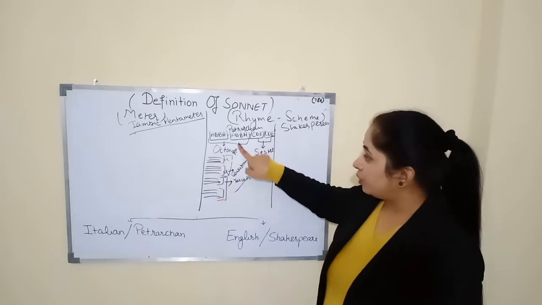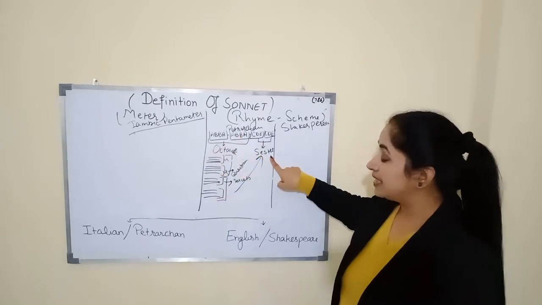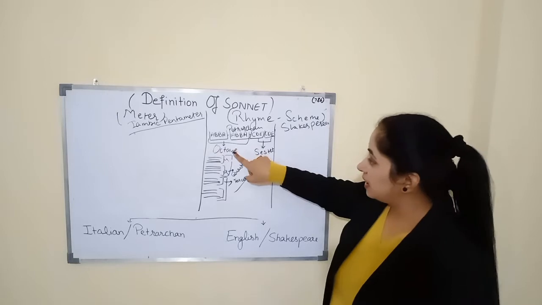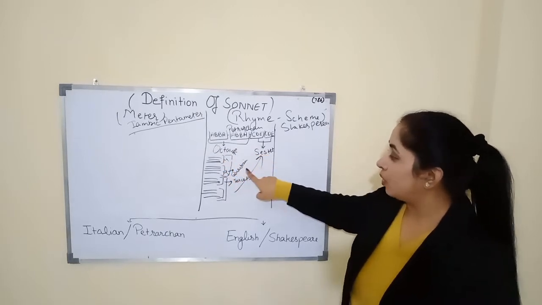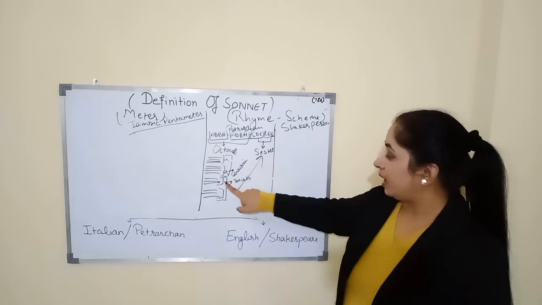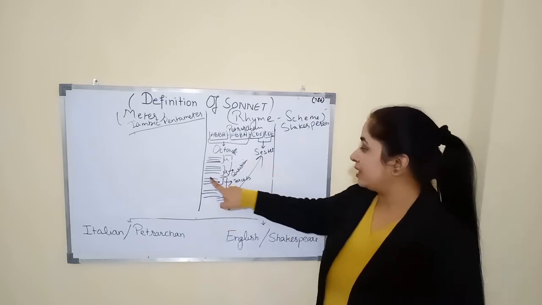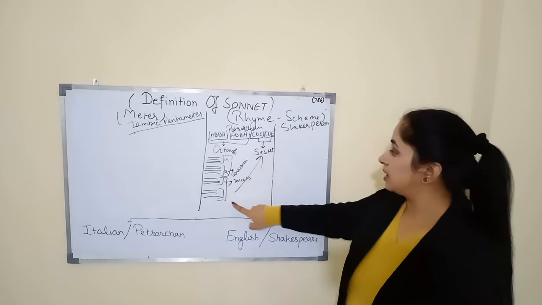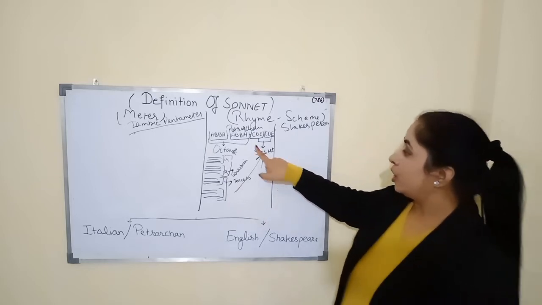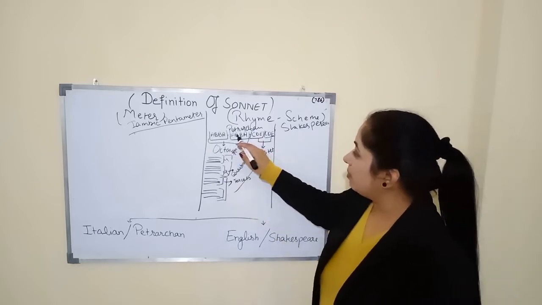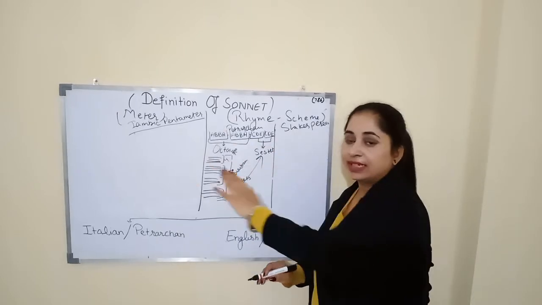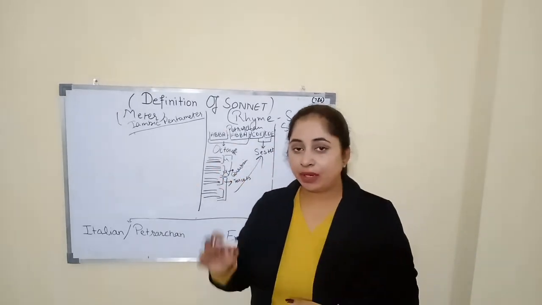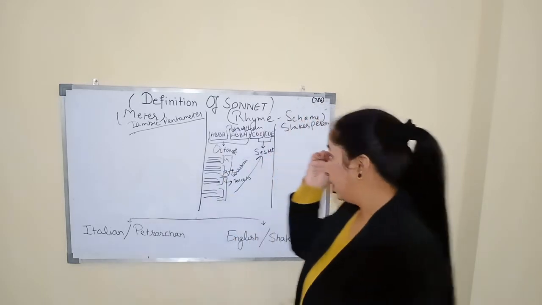It is divided into 2 sections, octave and sestet. Octave is divided into 2 subsections, 4 lines each, and that is quatrain, 2 quatrains, and then 6 lines of tercets, 2 tercets that form 1 sestet. And the rhyme scheme is A, B, B, A, B, B, A, C, D, E, C, D, E. Once it's done, I'll give you an example with the sonnet itself.